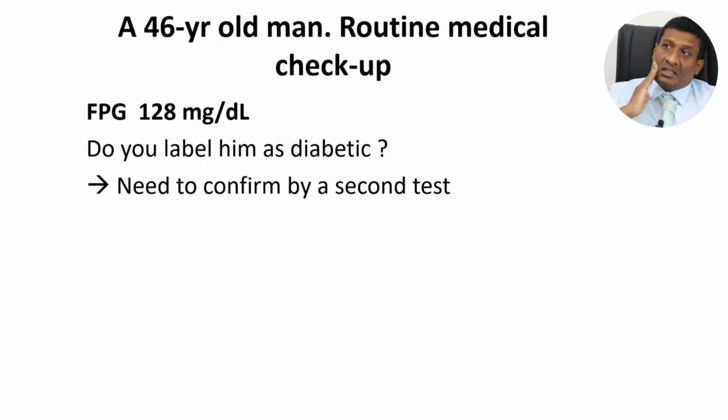Right. So if I take you back to the case under discussion, a 46-year-old man in a general medical checkup had a fasting plasma glucose level of 128 milligrams per deciliter. So he's above the cutoff point, there's no question. But are you going to label him as diabetic? No, because you have to confirm that by a second test.